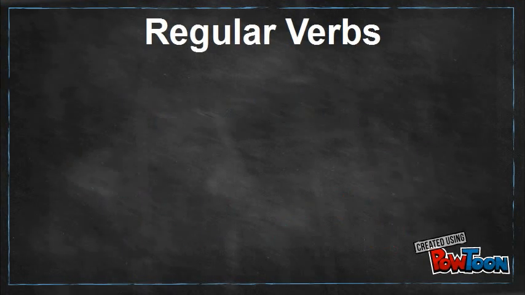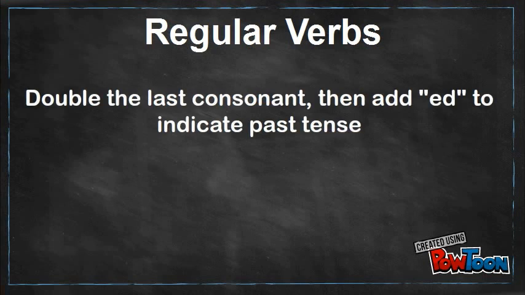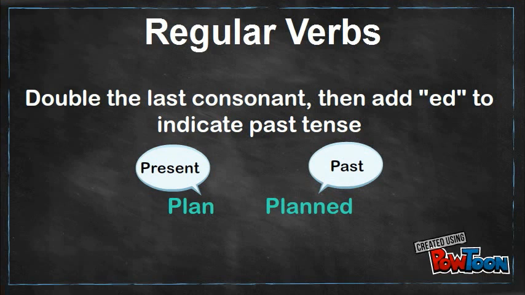Some regular verbs have a consonant-vowel-consonant structure at the end. An example of such a verb is plan. To change these types of verbs into past tense, we need to double the last consonant before adding the letters ed. So plan becomes planned by doubling the last consonant n and then adding ed.